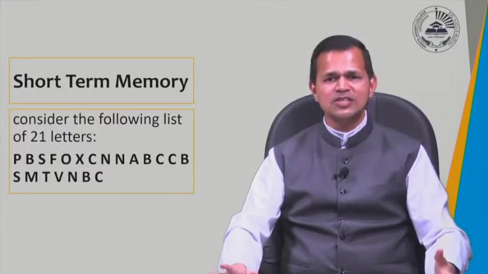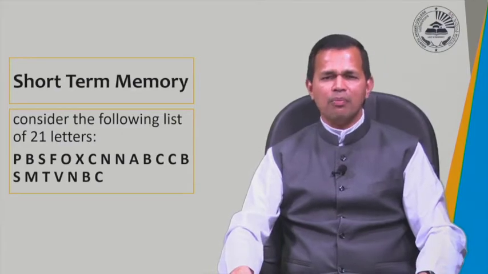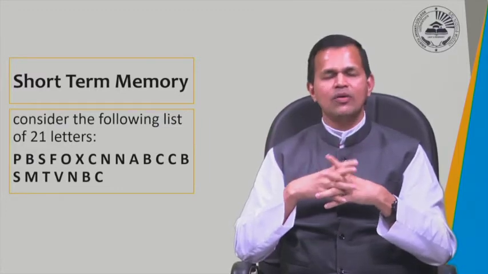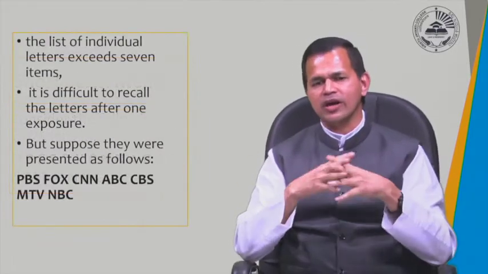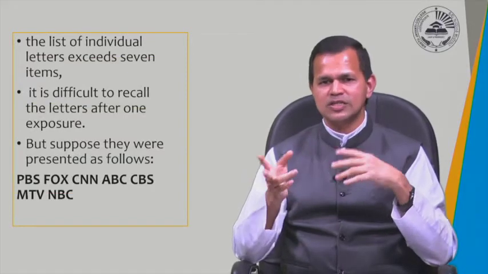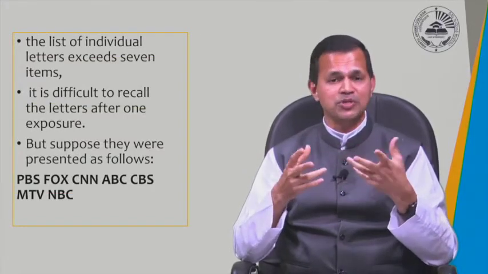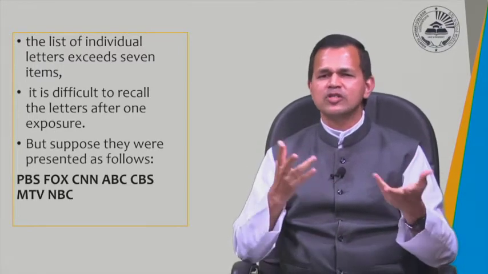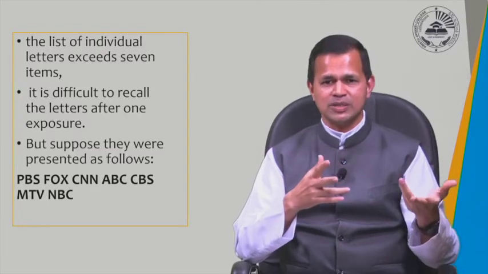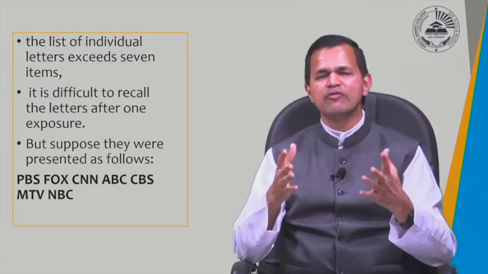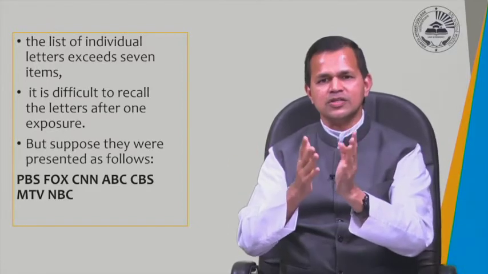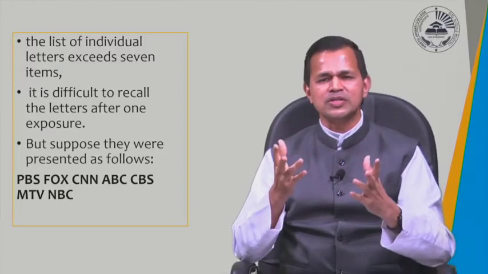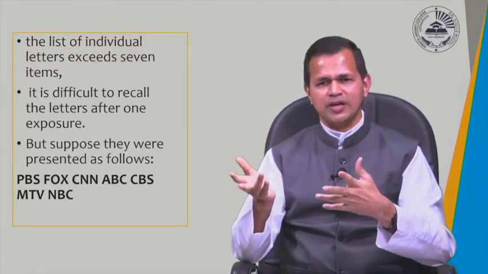So let's consider this list, and I'm going to convert them into 7 meaningful chunks. Now let's read it again. The same letters I converted into PBS, Fox, CNN, ABC, CBS, MTV, and NBC. So now that it's been converted into something meaningful, whereas it was very difficult for us to recall the letters after one exposure, if they are presented as meaningful chunks, they will be remembered. So our ability to remember is, they say, 7 plus or minus 2 from the available information.